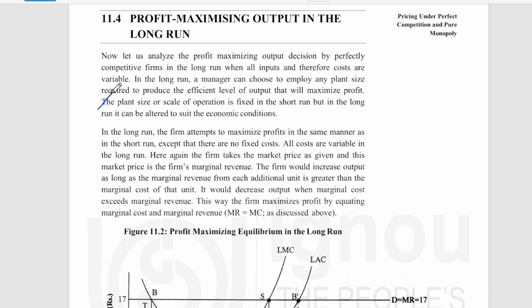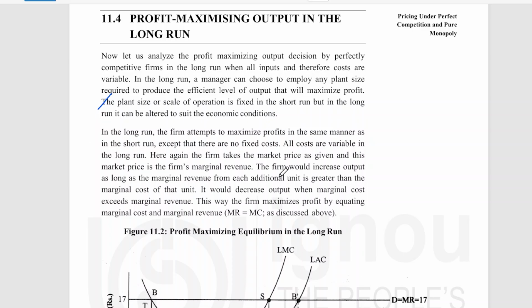So the plant size or scale of operation is fixed in the short run, but in the long run, it can be altered to suit the economic condition. In the long run, the firm attempts to maximize profit in the same manner as in the short run, except that there are no fixed costs. So all costs are variable in the long run.